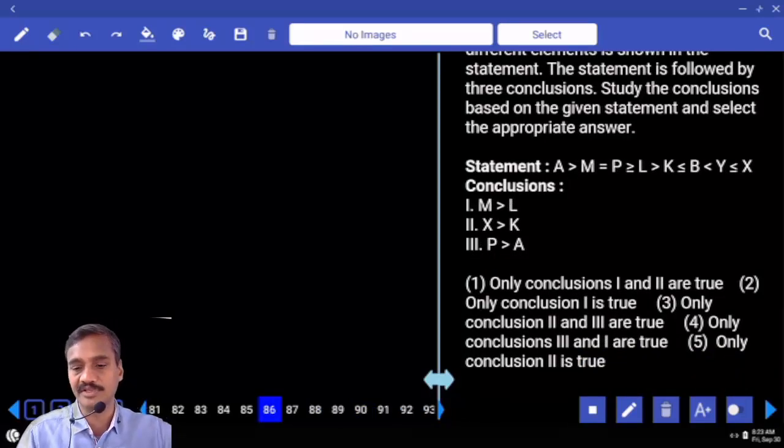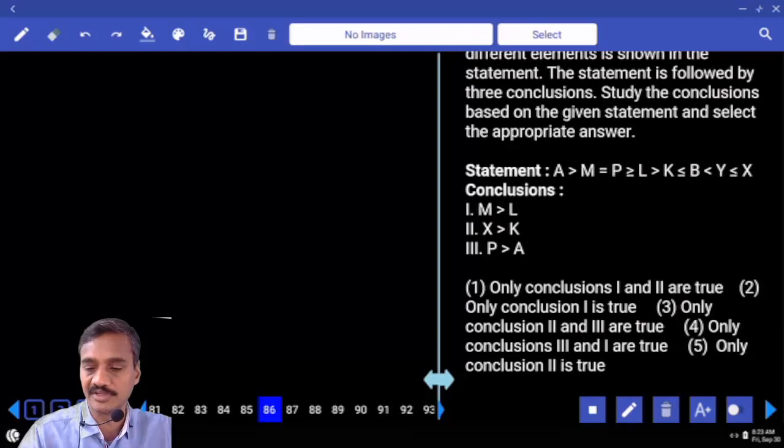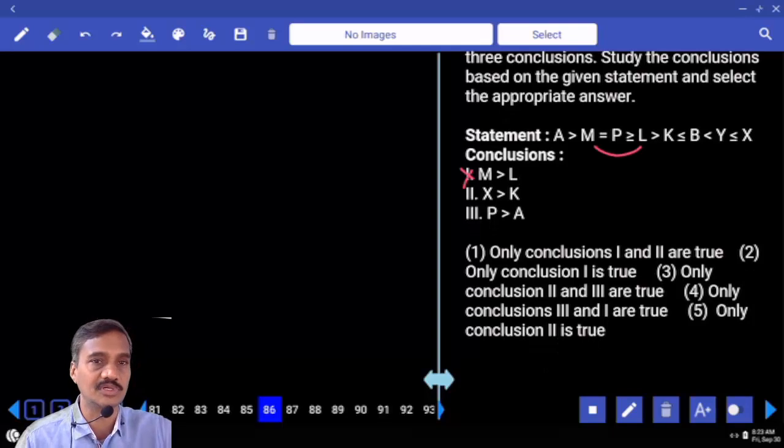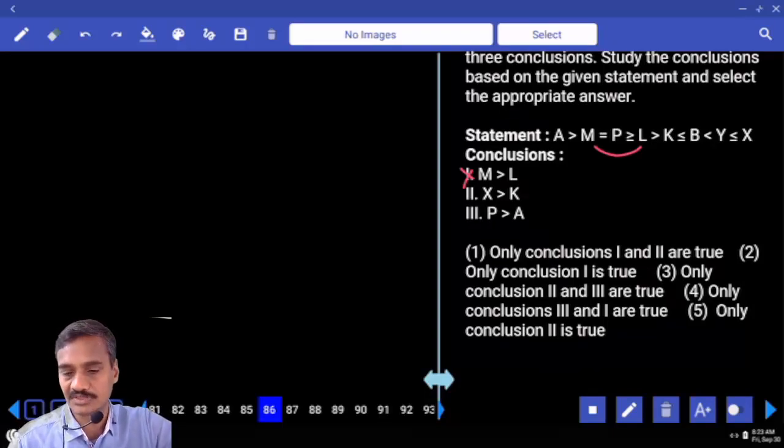Now M greater than or equal to L, hence M greater than L is false. Here what we got is M greater than or equal to L. Now here greater than L is false. Hence the first one is false, and this choice is ruled out, and this is again ruled out, and the next one, 3, is again ruled out, only 2. Isn't it? Now we are left with 2 and 3.